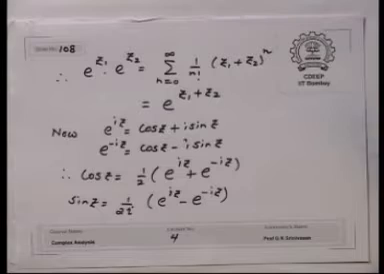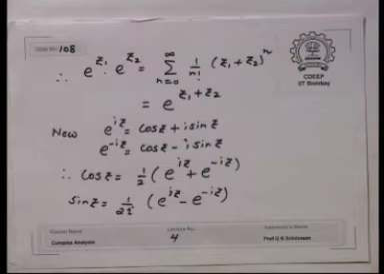So, you get e to the power z1 into e to the power z2 equal to sum n from 0 to infinity 1 over n factorial into z1 plus z2 to the power n. What is that? Once again, e to the power z1 into e to the power z2 is sigma n from 0 to infinity 1 over n factorial into z1 plus z2 to the power n, which is e to the power z1 plus z2.